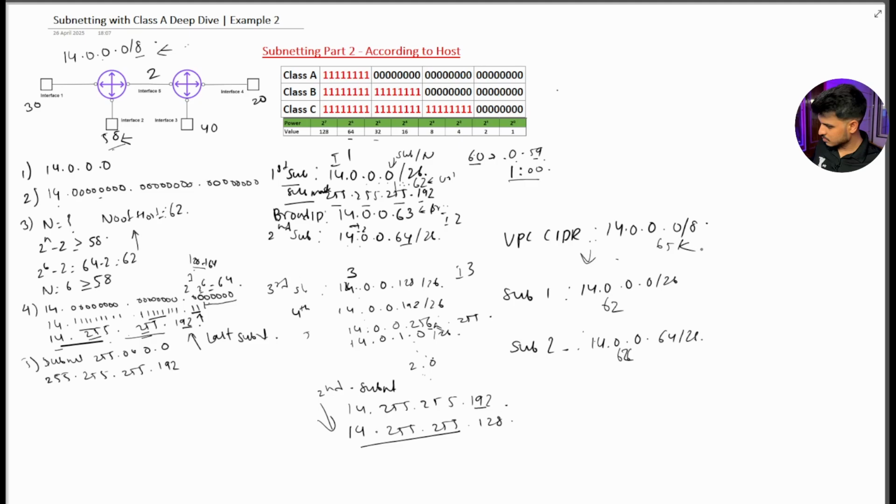Let's say you don't want to provide this much host space for your VPC, and you want to provide, let's say, 62 or 64 only. Then you can take this subnet as your CIDR range. So it will be 14.0.0.0/26, meaning in your VPC you can now have a maximum of 64 hosts in total. And suppose you want to create subnets of different ranges, and let's say on the first subnet you want 40 hosts, and for subnet 2 you want 20 hosts.